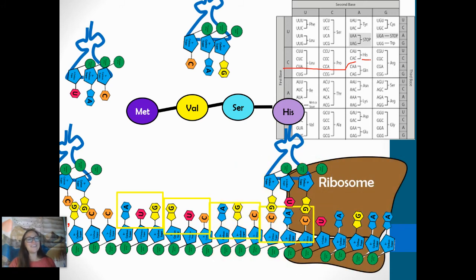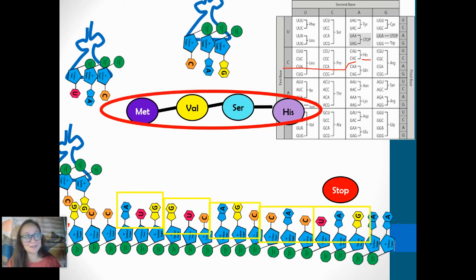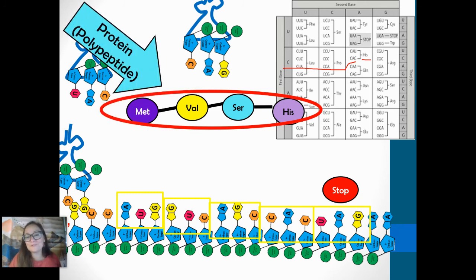But eventually, we're going to reach a stop codon. Now, when the ribosome reaches a stop codon, that says, hey, stop. We're all done. We've reached the end of our directions. We're finished. So in this picture here, there are only 4 amino acids forming our protein or our polypeptide. So in reality, we have hundreds or even thousands of amino acids joined together into a chain of amino acids called a polypeptide that will fold up and form our protein.